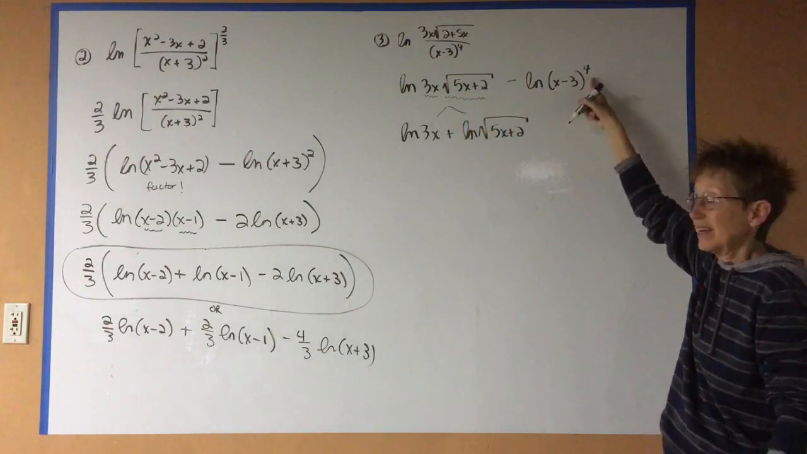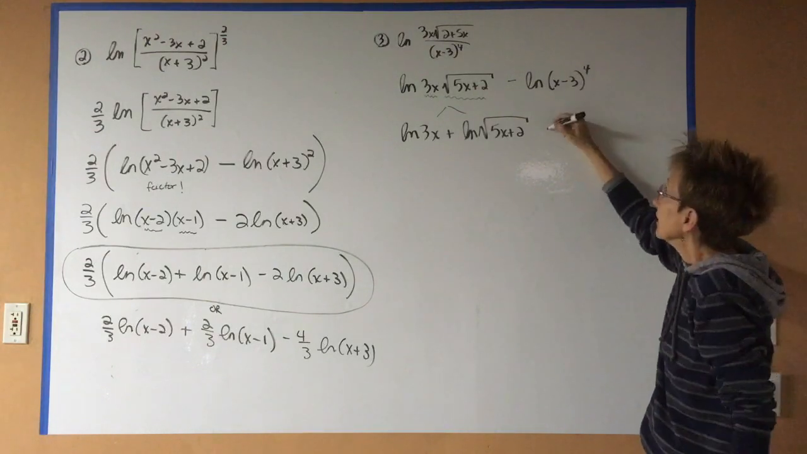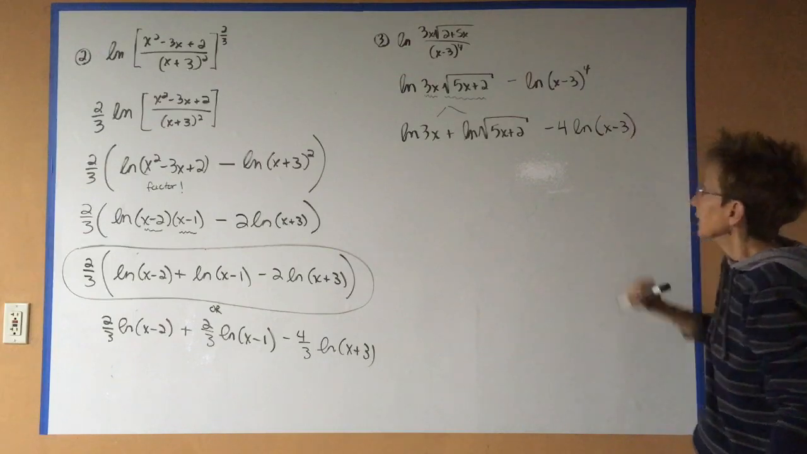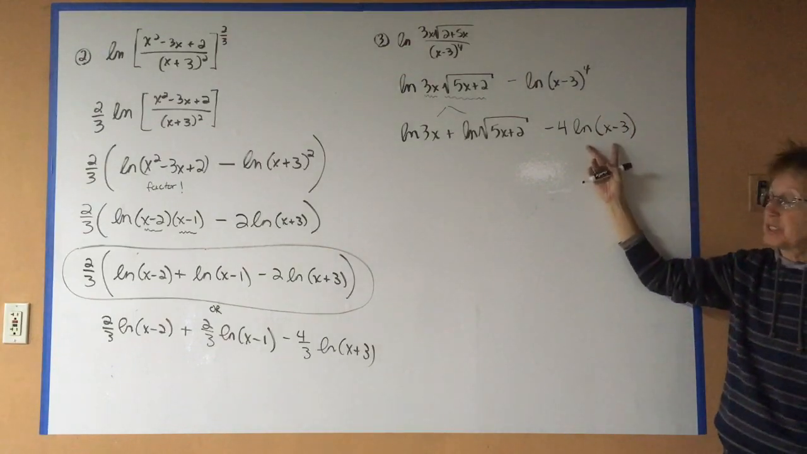And this one, again, that power I can bring out in front. So minus 4 ln of x minus 3. Again, this one looks done to me.